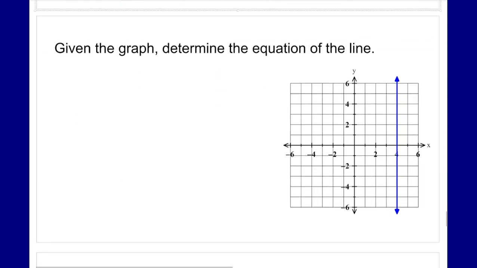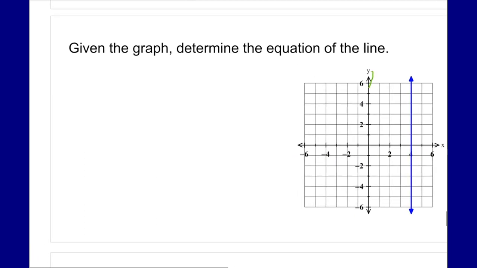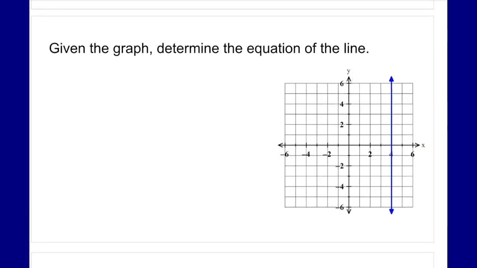Let's look at this line. Determine the equation of the line. This one's a little bit more challenging. There is no y-intercept. Right, if I were to go down my y-axis, there is no y-intercept.